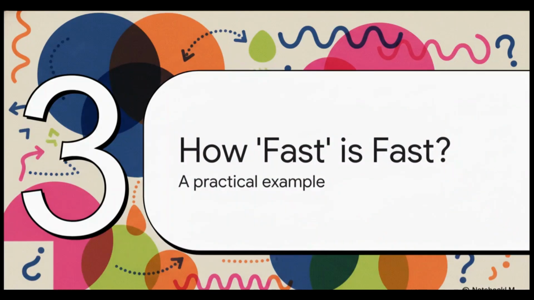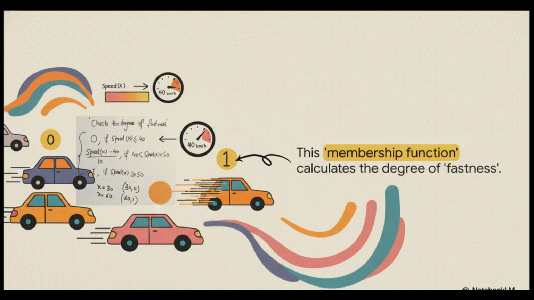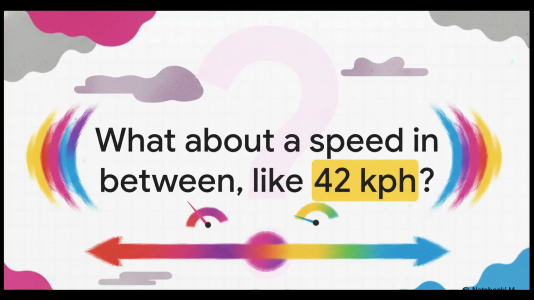Okay, enough theory. How does this actually work? How do we actually calculate one of these fuzzy numbers? Let's get practical with a real example. So this formula you're seeing, it's called a membership function. It's really just a simple rule that we create to assign a fuzzy value. According to this rule, if a car is going 40 kilometers per hour or slower, its degree of fastness is 0. It's just not fast. If it's going 50 or more, its degree of fastness is 1. It is definitely fast.